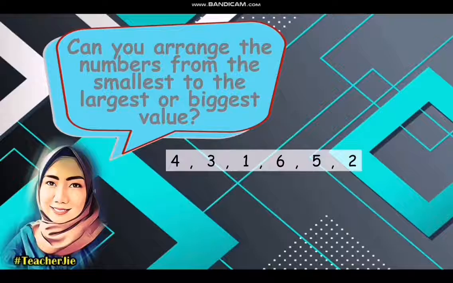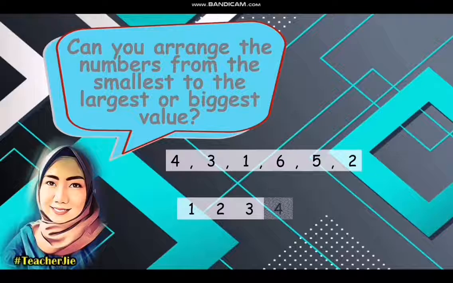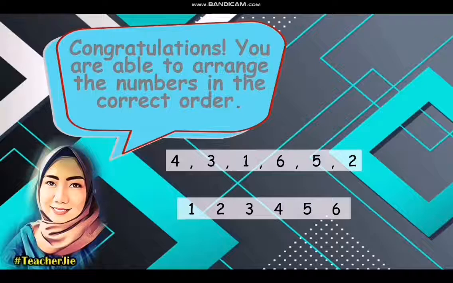Let's start with the smallest one. Number 1, followed by number 2. The next one should be 3, followed by number 4. The next one should be 5, and the biggest number is, of course, number 6. Yay! Congratulations! You are able to arrange the numbers in the correct order.